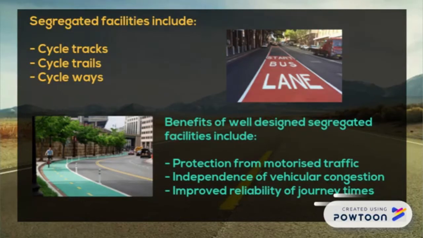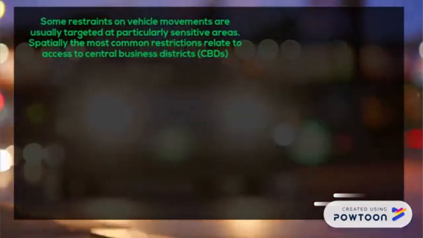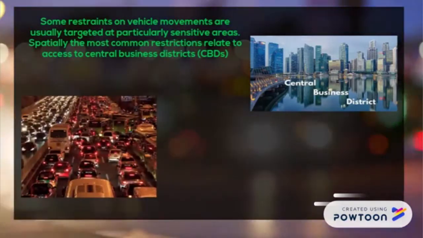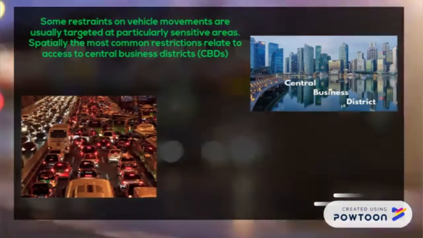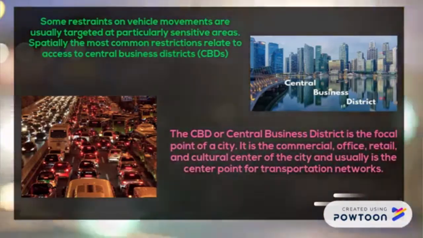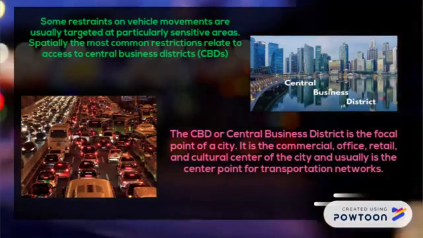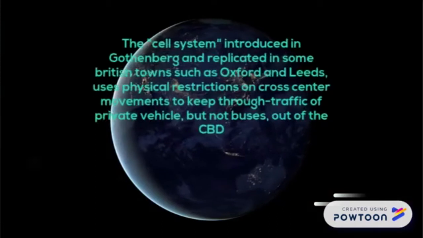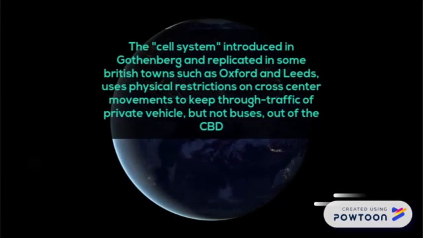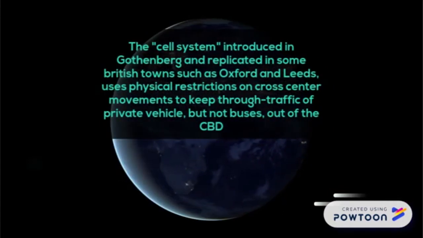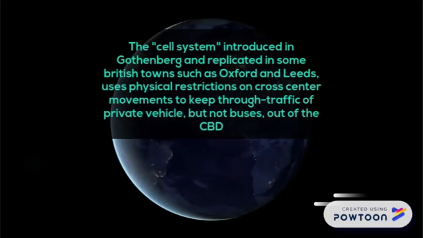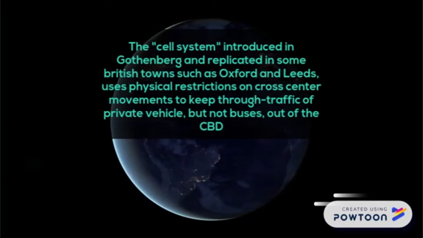Some restraints on vehicle movements are usually targeted at particularly sensitive areas, especially related to access to central business districts, CBDs. The CBD is the focal point of a city. It is the commercial, office, retail, and cultural center of the city and usually is the center point for transportation networks. The cell system introduced in Gothenburg and replicated in some British towns such as Oxford and Leeds uses physical restrictions on cross-center movements to keep through traffic of private vehicles, but not buses, out of the CBD.